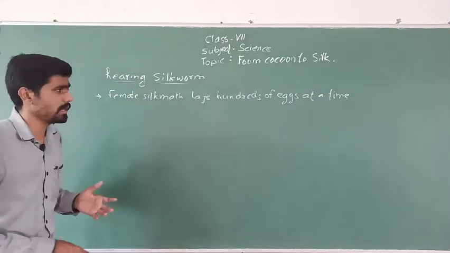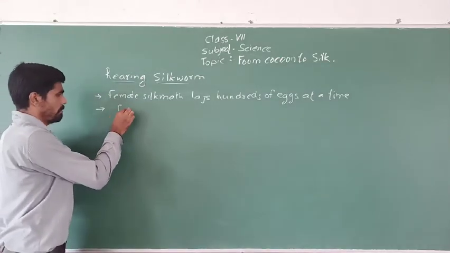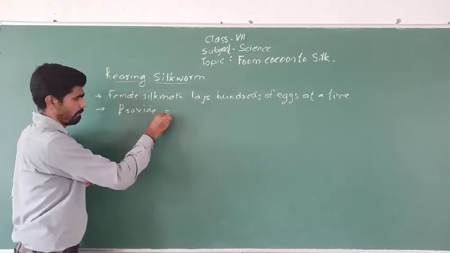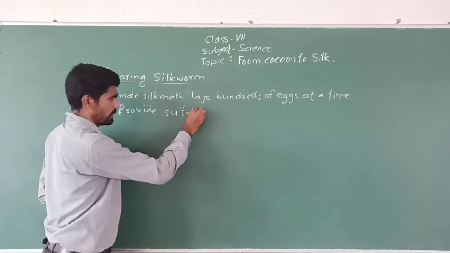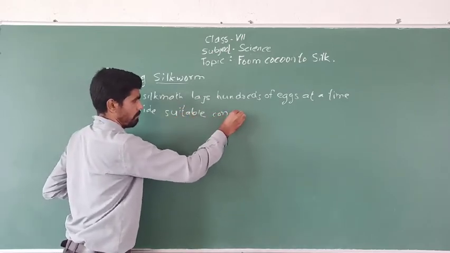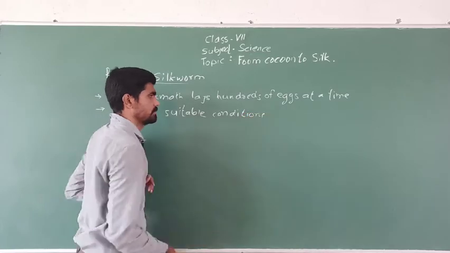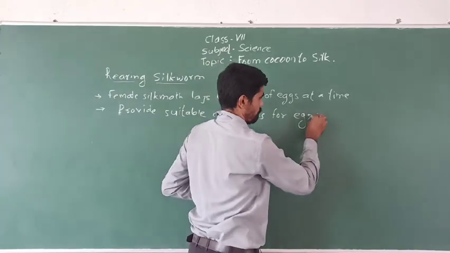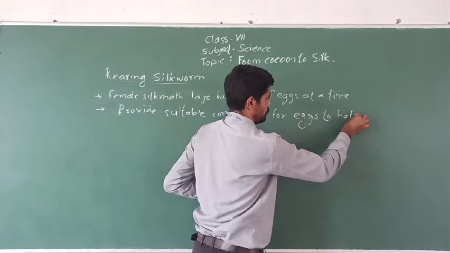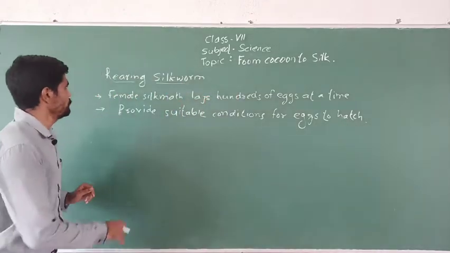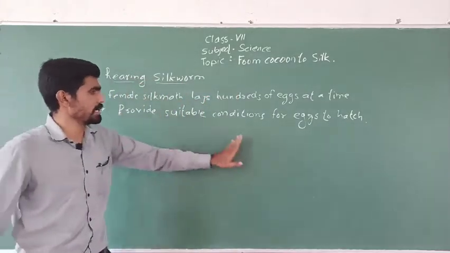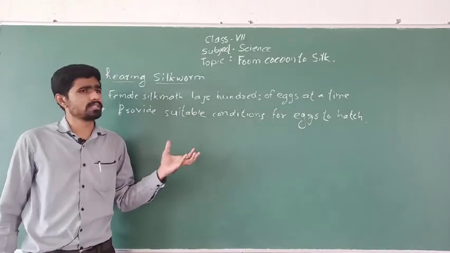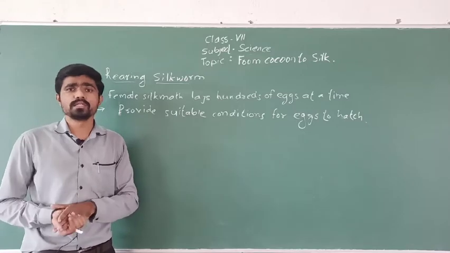When the eggs are allowed to hatch, first provide suitable conditions for the eggs to hatch. One of the aims of rearing silkworm is to provide suitable conditions. What suitable conditions? Those organisms who give birth to young ones through eggs need to provide warmth to the eggs.